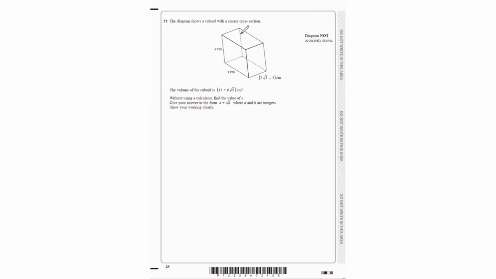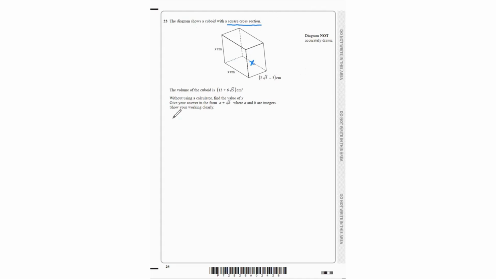It says the diagram shows a cuboid with a square cross-section. The volume of the cuboid is 13 plus 6 root 5 centimeter cube. Without using a calculator, find the value of x, giving your answer in the form a plus root b, where a and b are integers. Show your working clearly. This length is 2 root 5 minus 3, and this one is x. The cross-section area is a square.